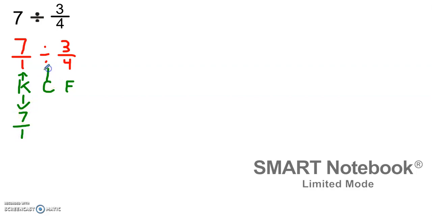The C then goes to the second step, which is the division, and we're going to change that. And you always change that to the inverse. And the inverse for division is multiplication. So that division now becomes multiplication.